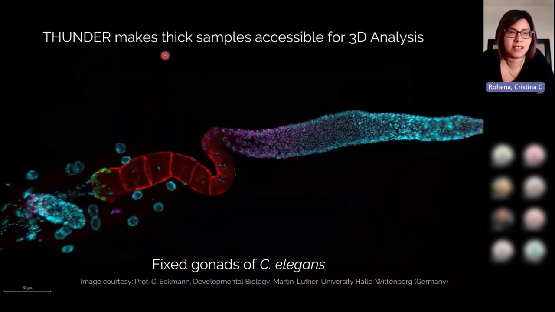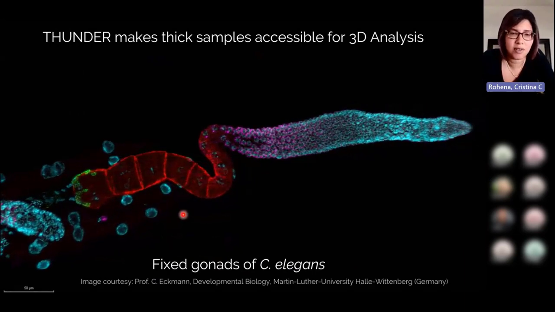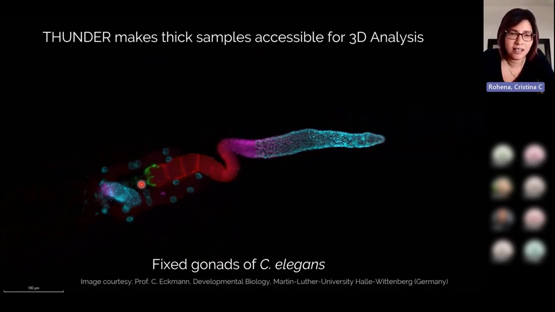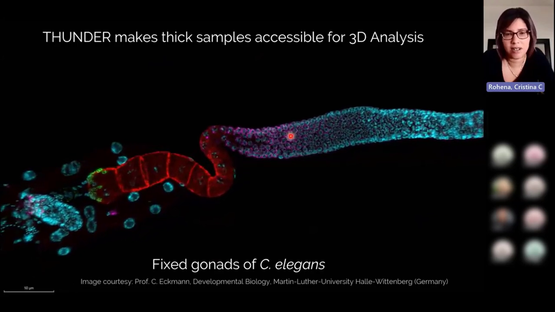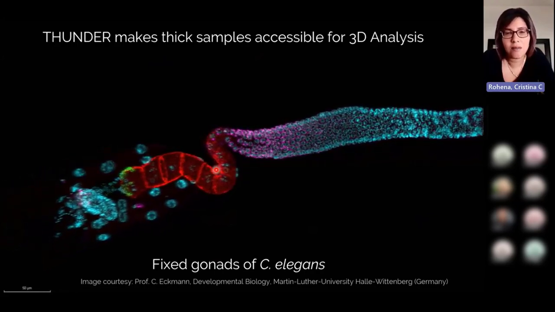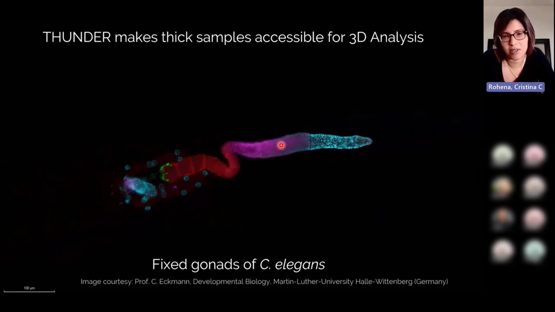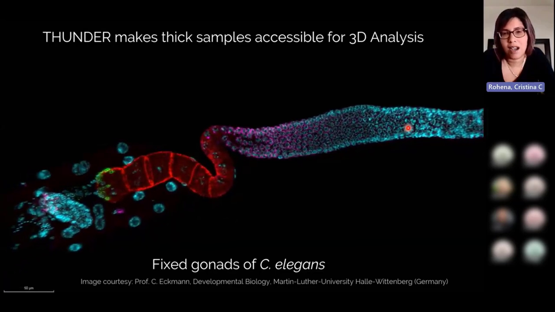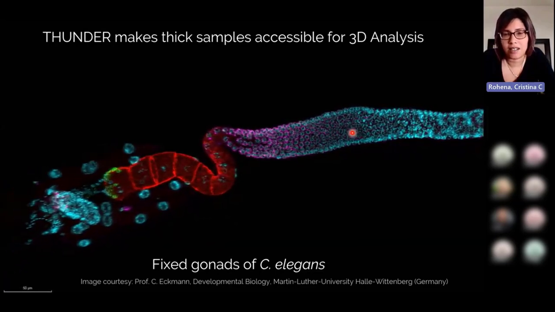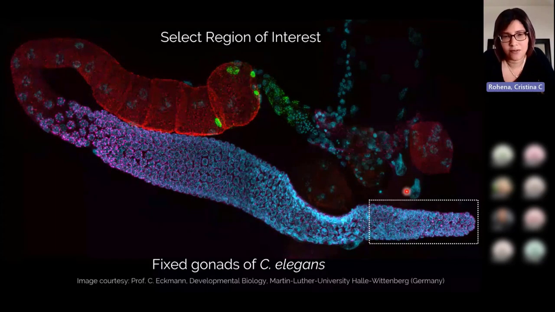Thunder additionally makes thick samples accessible for 3D analysis. This is an example of a fixed gonad of C. elegans, and you can see as the video goes back and forth between the raw image and the processed Thunder image, how much detail is actually revealed after you process the image with Thunder. And now you can actually use 3D analysis to better quantify the data in this image. This is illustrated by the following image.